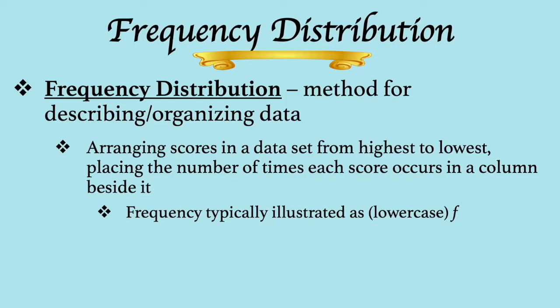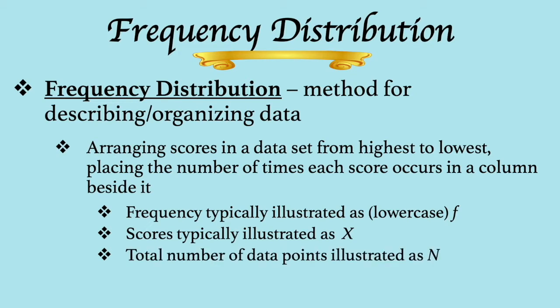So you may remember what we just learned, that frequency is the number of times a particular score occurs. So again, just as a reminder, frequency typically is illustrated as lowercase f, and the score that we're going to be cataloging is typically illustrated by the letter X. The total number of data points in a data set are typically illustrated by a capital letter N standing for the number of data points. So for your frequency distribution, you need a frequency column, an X column for the score, and you need to know that the total number of data points we had were 25.